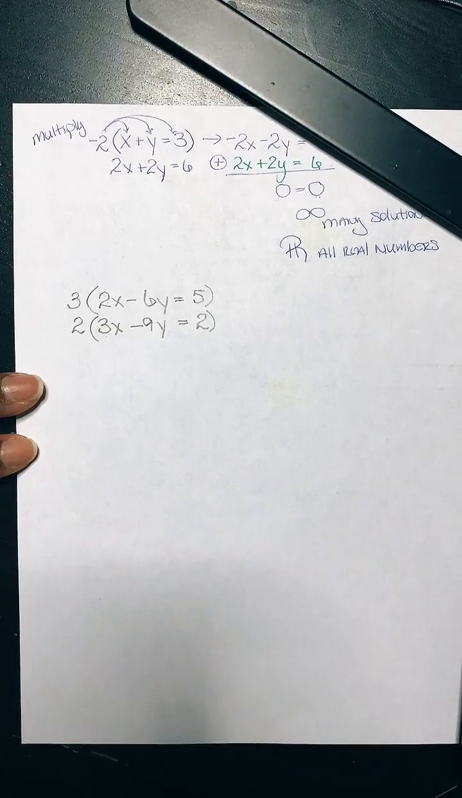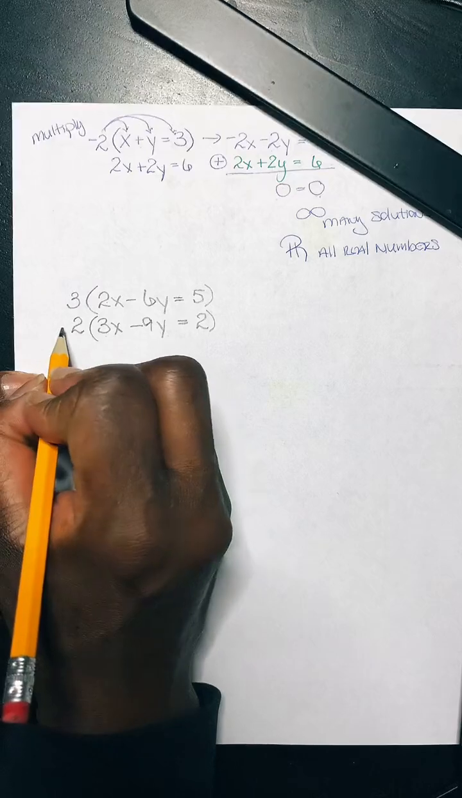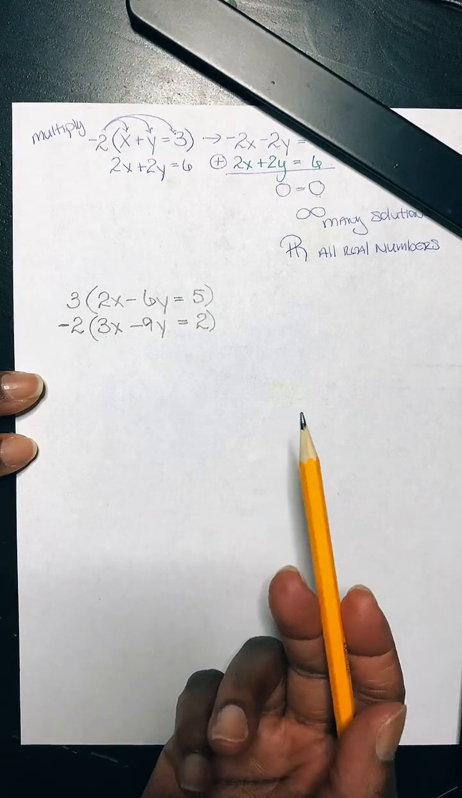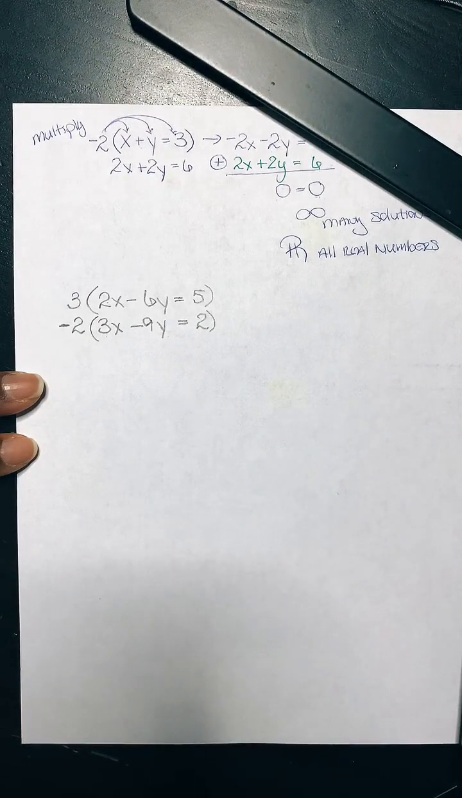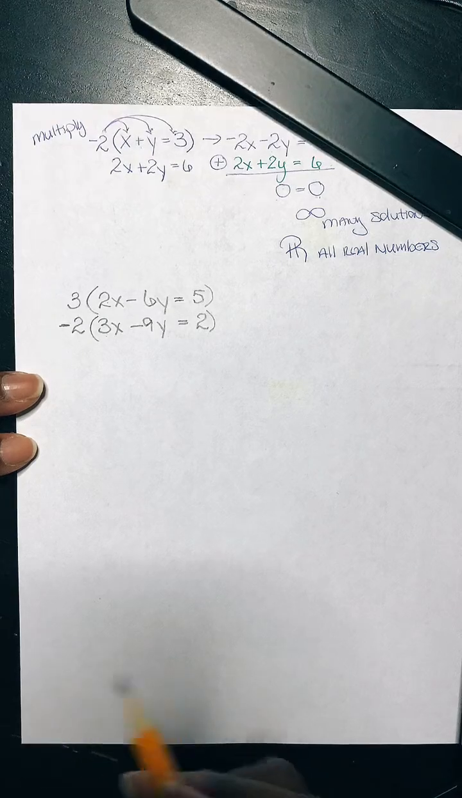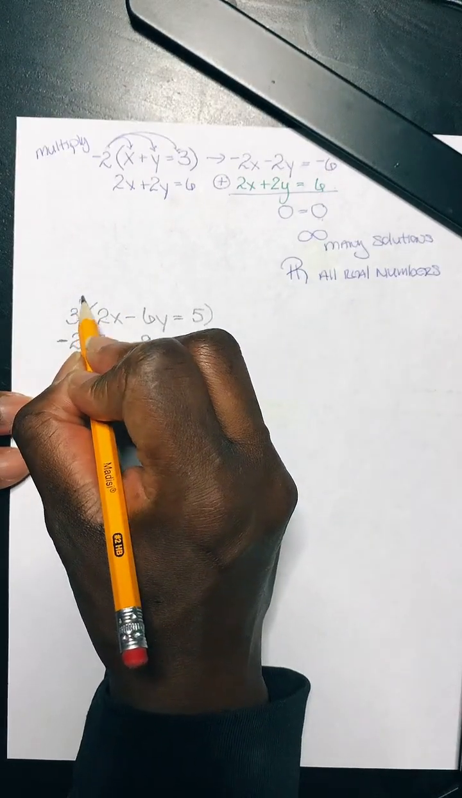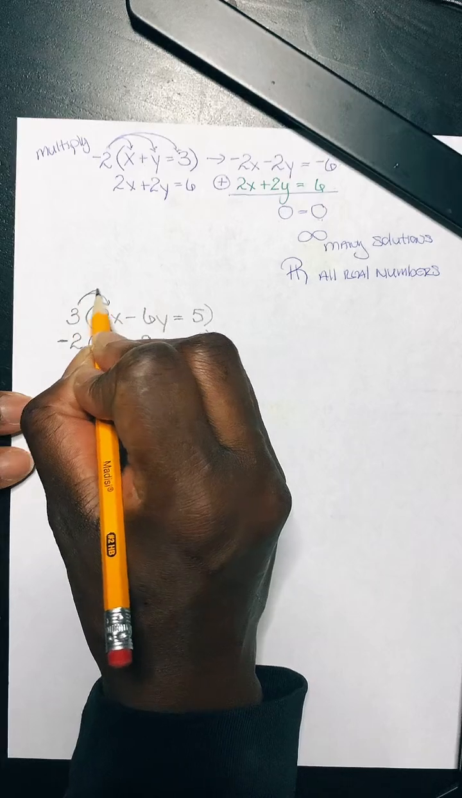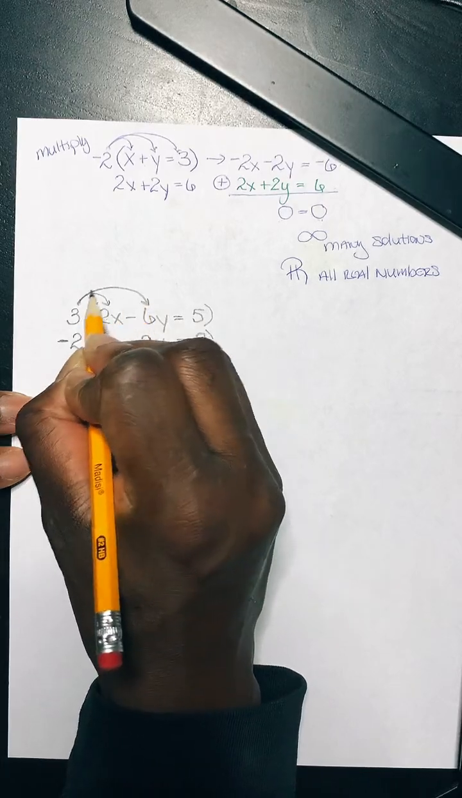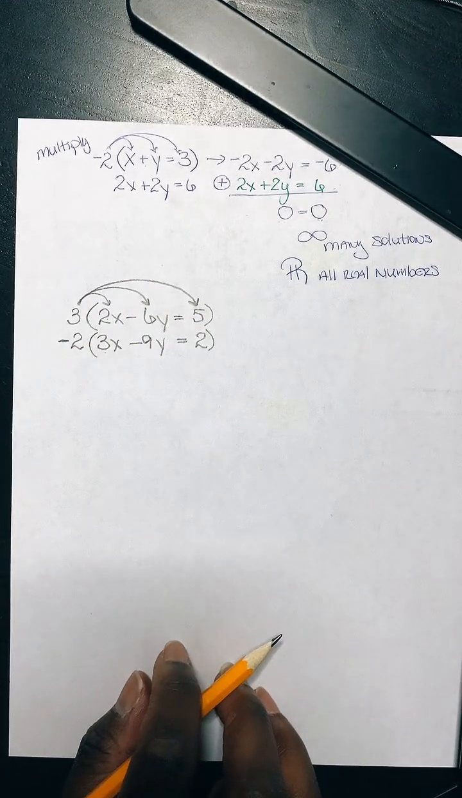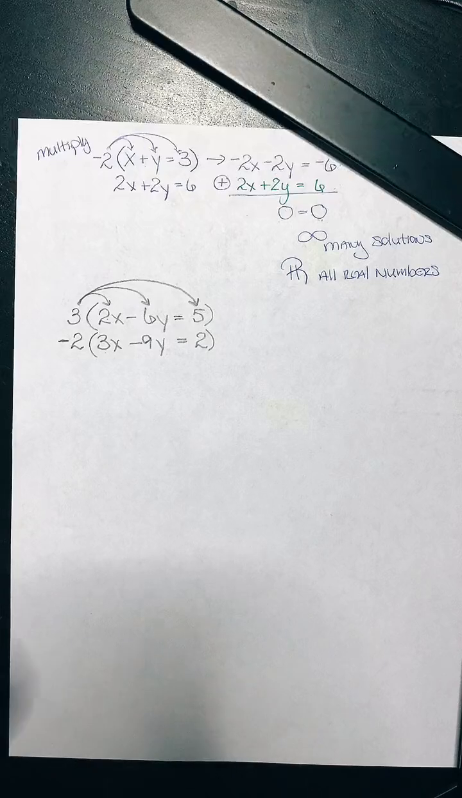But now I want to take it a slight step further. Instead of just a 2, I'm going to make this into a negative 2. So I can get one number being positive and one number being negative. Okay? All right? So all we have to do is distributive property. So for the top equation, if I multiply everything by 3, what do I get as a result?